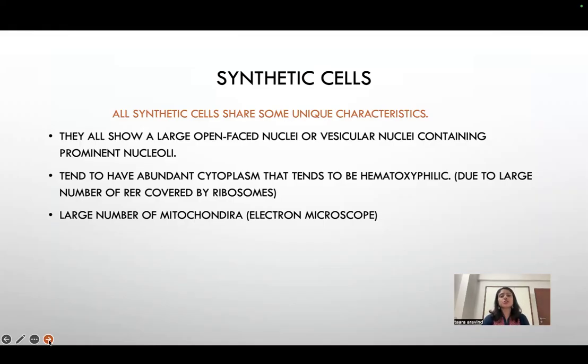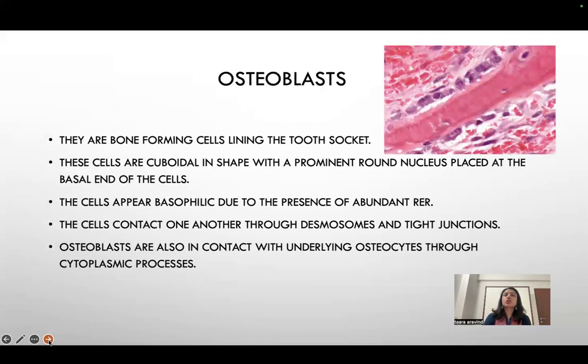Usually all synthetic cells will have large nuclei and a large number of intracytoplasmic organelles. Coming to the first synthetic cell, osteoblasts. Osteoblasts are bone-forming cells. These cells are cuboidal in shape with a prominent round nucleus placed at the basal end of the cells. The cells appear basophilic due to the presence of abundant rough endoplasmic reticulum.